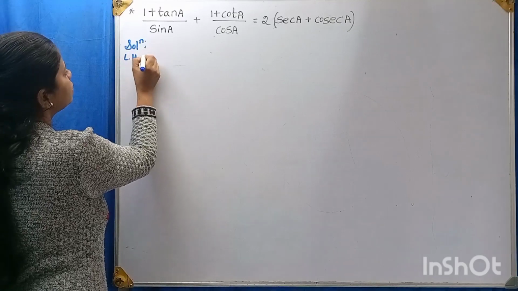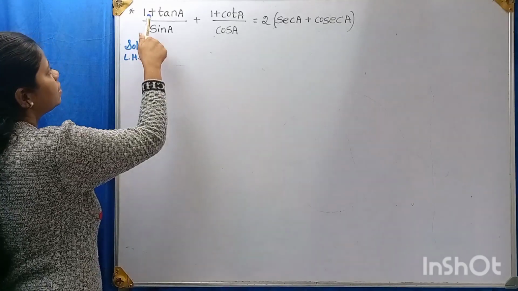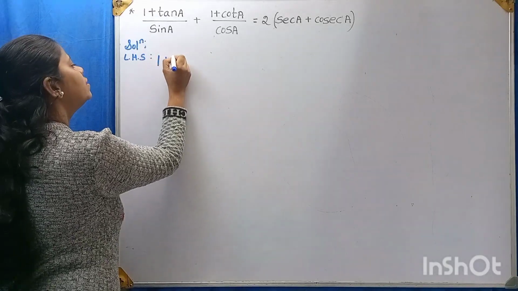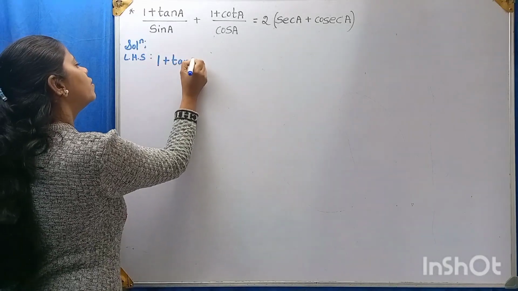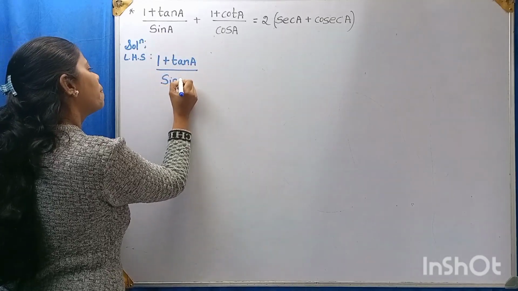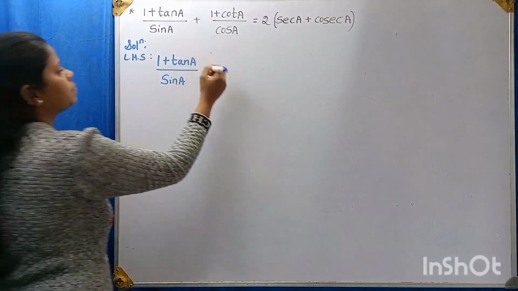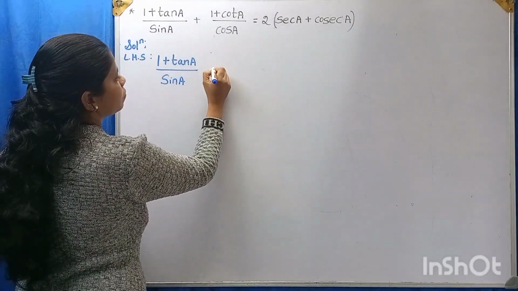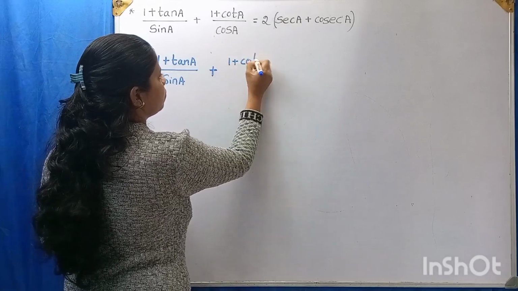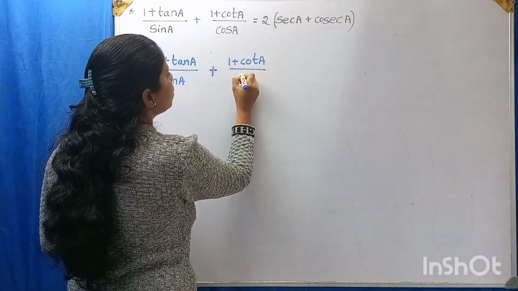What is our LHS? Our LHS is (1 plus tan A) divided by sin A plus (1 plus cot A) divided by cos A.